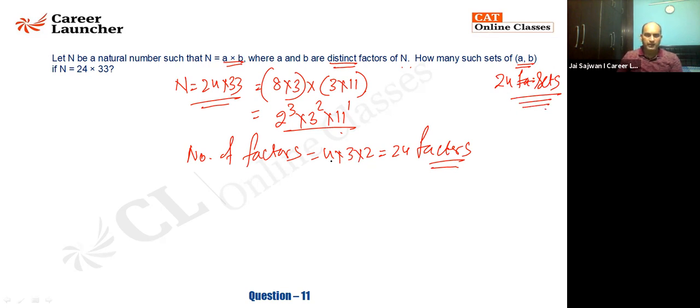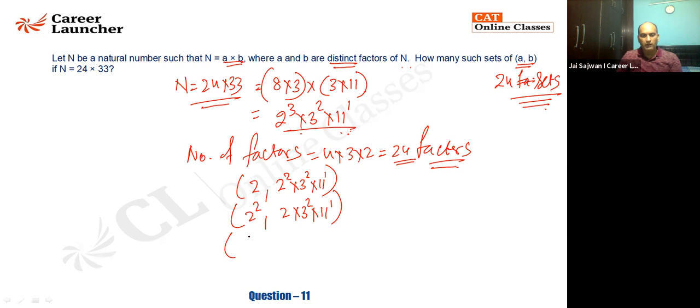There are distinct factors. A and B cannot be same. This is not a perfect square number, because a perfect square number should have an odd number of factors. There are 24 factors. So 24 factors का मतलब क्या हो गया? जैसे one value is coming out to be 2 square into 3 square into 11 to the power 1. One value is coming out to be 2 into 3 square into 11 to the power of 1. One value will come out to be 2 to the power of 0, which is 1. I'll say 2 cube into 3 square into 11 to the power of 1. So this goes like this.